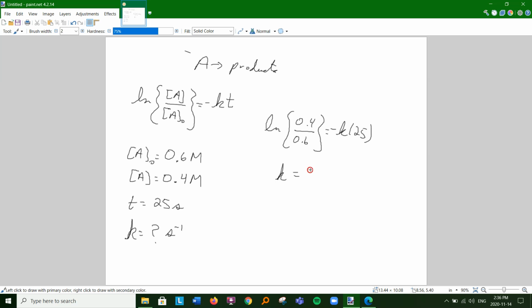Your rate constant always has to be a positive value. So if you get a rate constant that's a negative value, you've made a mistake. 0.0162 reciprocal seconds. So that's one style of question. Let's do another one.